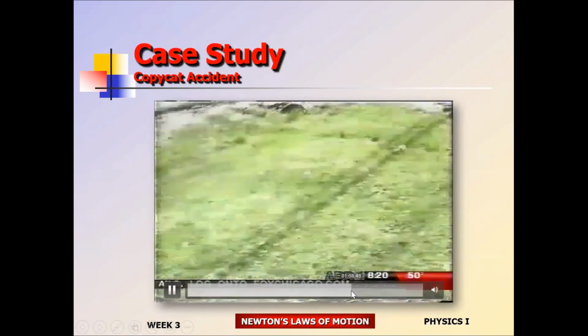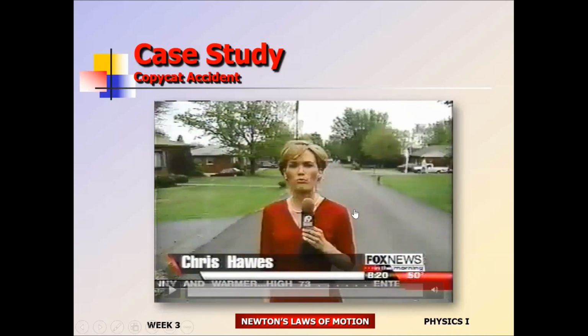You can see the damage on the car, right? There's a tremendous amount of damage on the car. So the reaction force is going to act on the car.